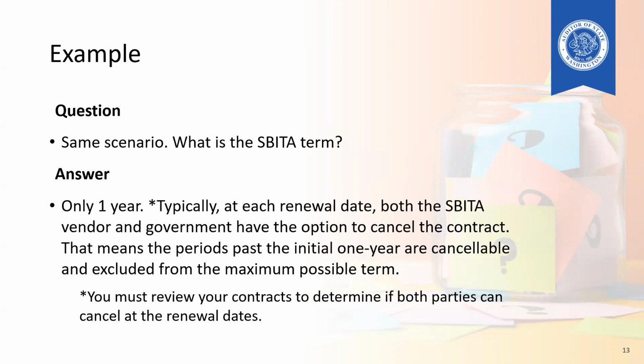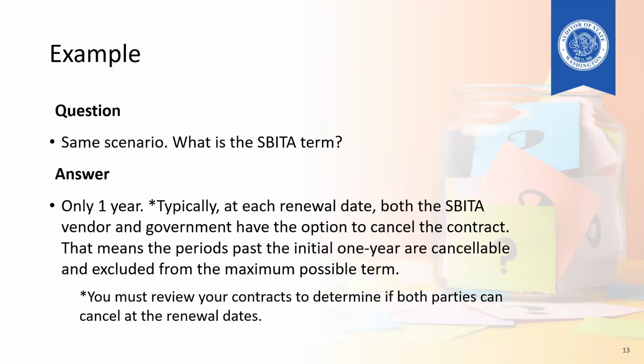If you remember from a little earlier in the training, we said that periods where both parties can cancel the contract are not included in the SBITA term. Those periods are also excluded from the maximum possible term when we're determining whether it's short term or not. But that means the maximum possible term on these contracts is 1 year, so it would be short term.